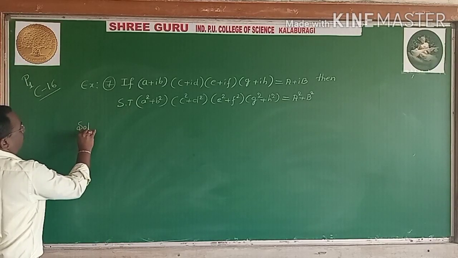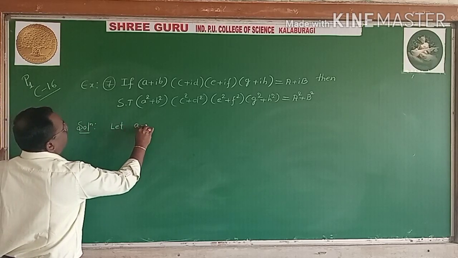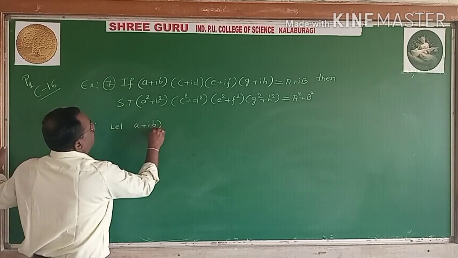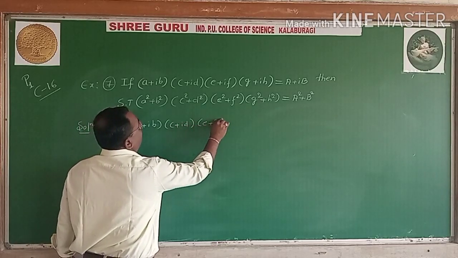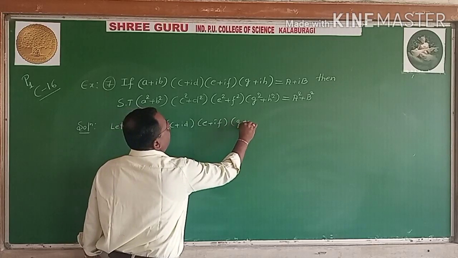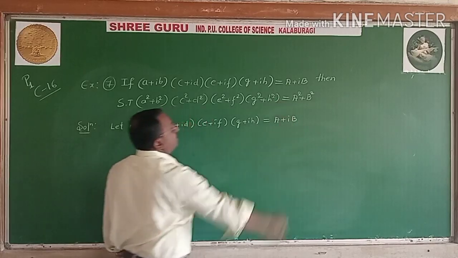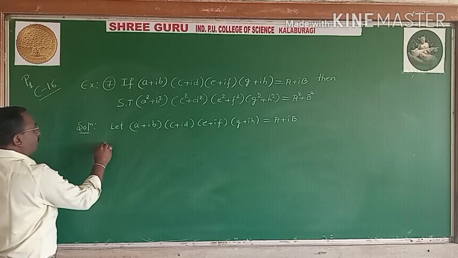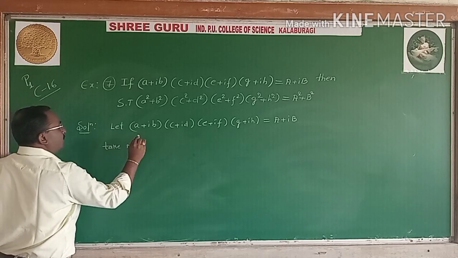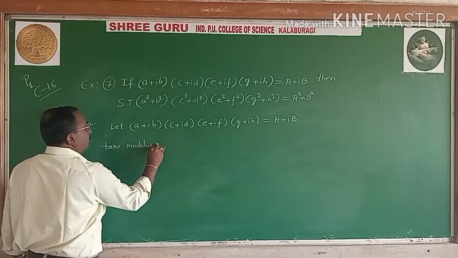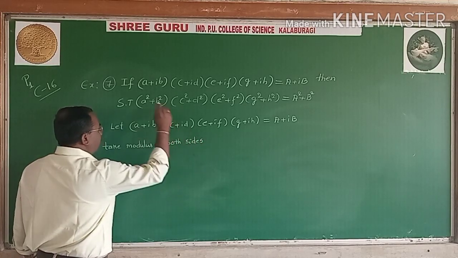Solution. Let (a plus ib)(c plus id)(e plus if)(g plus ih) is equal to a plus ib. Right. Take modulus on both sides.